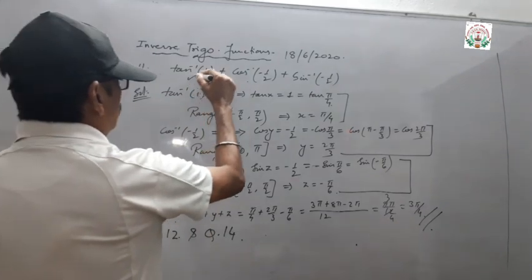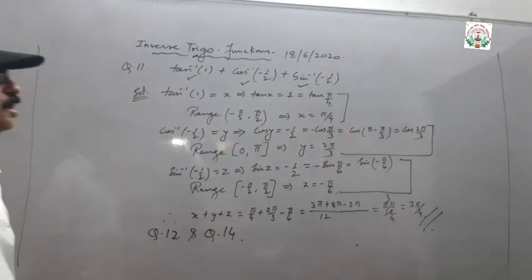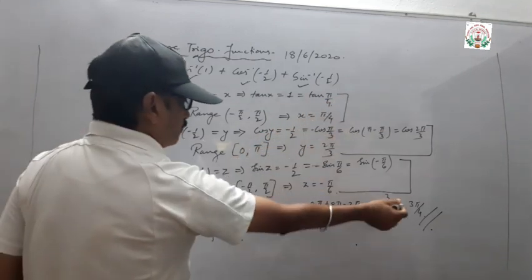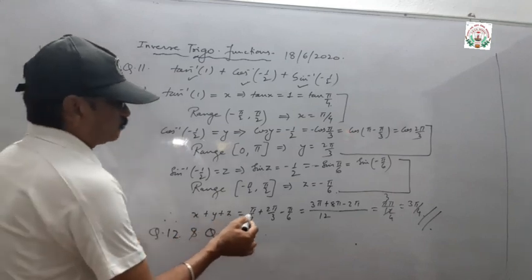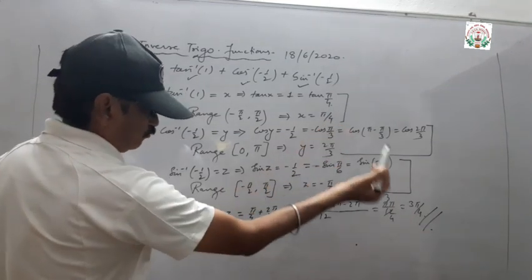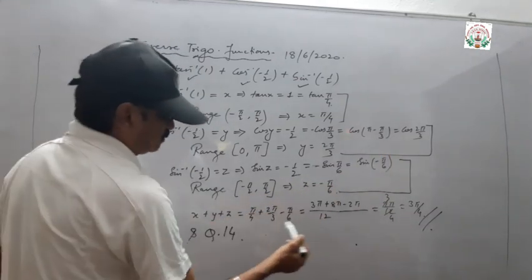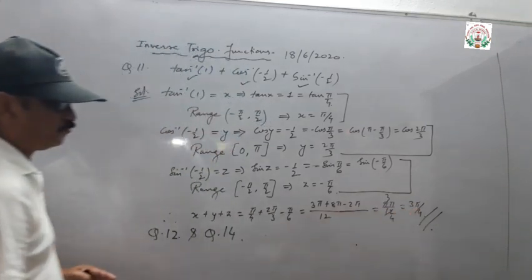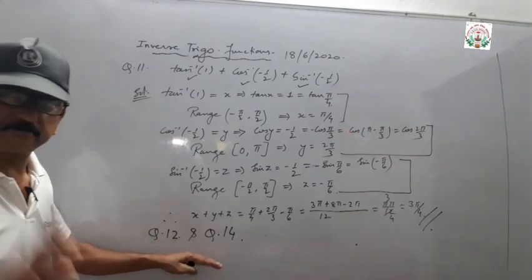So here all the three inverse trigonometrical terms are in the addition form. So what we do, we add up all these values and we will get our final answer. x plus y plus z equals, first value was pi by 4, then second was 2 pi by 3, third was minus pi by 6. When we simplify this, at last our answer is 3 pi by 4. So in the same way you have to solve question number 12 and 14.